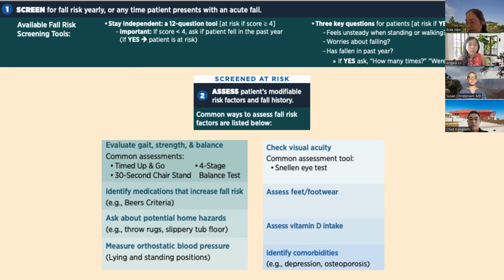Ask about potential home hazards. Like, do they have throw rugs or a slippery tub floor? And if possible, also check for orthostatic blood pressure. If you can, check visual acuity. You can also assess their feet or footwear, assess their vitamin D intake, and identify comorbidities such as depression or osteoporosis.